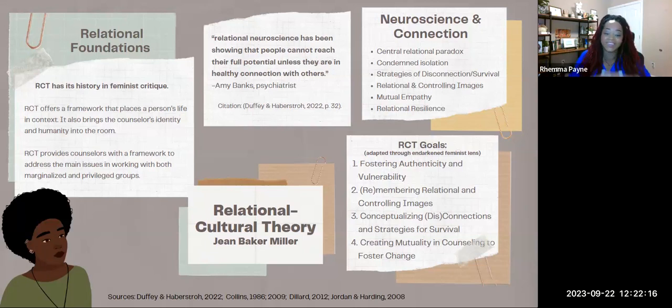Yeah, so I love this already. I knew I was going to get lost here. So we'll move ahead. I'll be sure to send slides, and I know this will be recorded too, but I want to talk about the neuroscience and connection. So really, I'm going to read this quote to center myself. Relational neuroscience has been showing that people cannot reach their full potential unless they are in healthy connection with others.